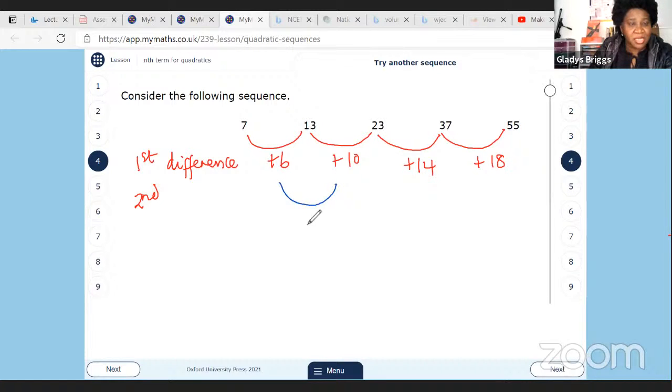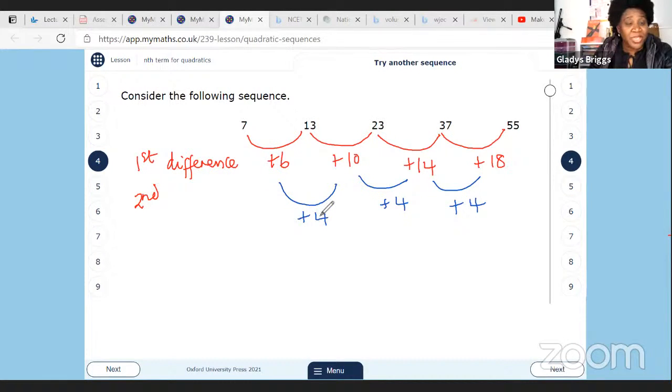And this is going to be 4 and 4 and 4. So we can see that we have a common difference in the second difference, yeah? And that second difference tells us the coefficient of x, yeah? But it's not going to be n squared plus 4, no. And that's the mistake that we were making yesterday. We were saying plus 4 because it was on the second difference, no.